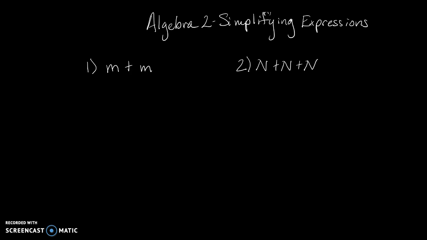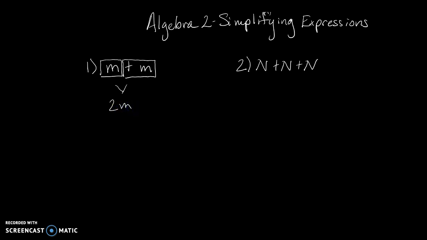Okay, so I'm going to start with number 1. We have m plus m, and I want to simplify this expression or combine like terms. When I say that, I mean the same thing. So I'm going to box all my like terms. Both of these terms in this expression are in terms of m, so I'm going to box them in the same color. So I have m plus m. I can add those two together and I get 2m, and that's my answer.